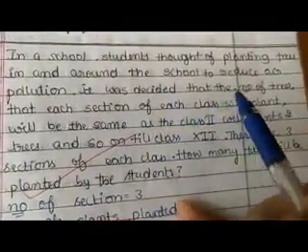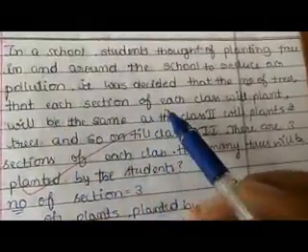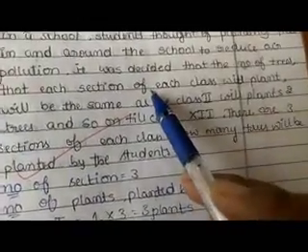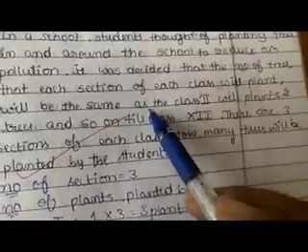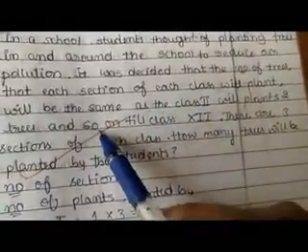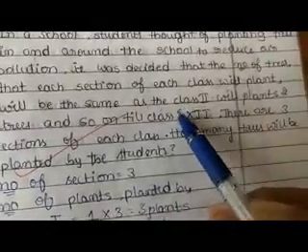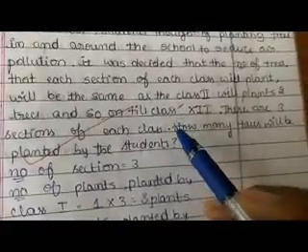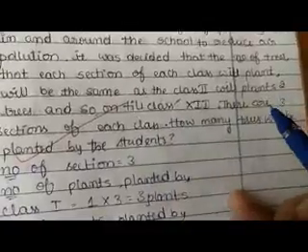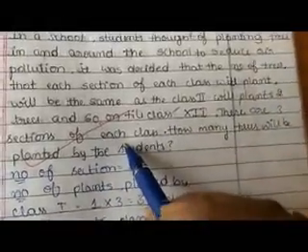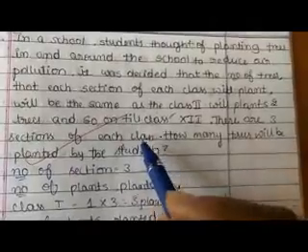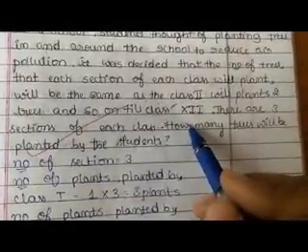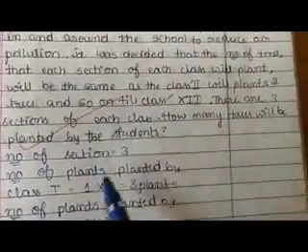So it was decided that the number of trees that each section of each class will plant will be the same as the class. Suppose for example, first standard 1 tree, second standard 2 trees, third standard 3 trees. So if it is a single section, 3 will come. Suppose in our school sections are there, first ABC, second ABC. So how many sections? 3 sections in each class. For example, first standard 3 sections, so 3 plants they have to do. Second standard 3 sections. How many plants they have to do? So 6. So like that it goes on.